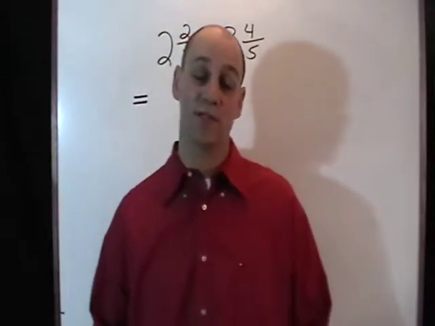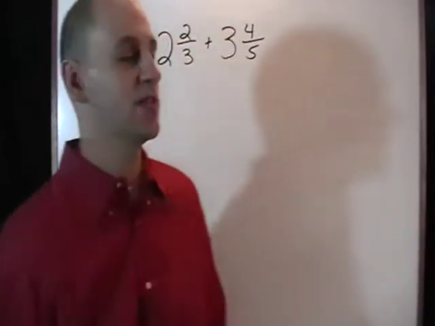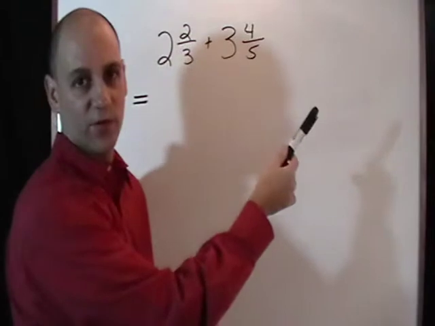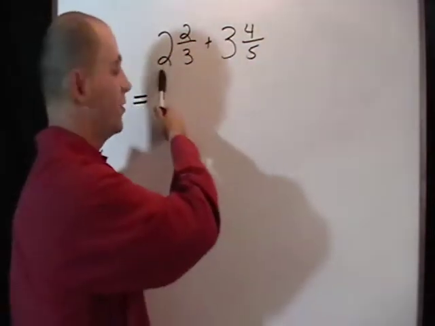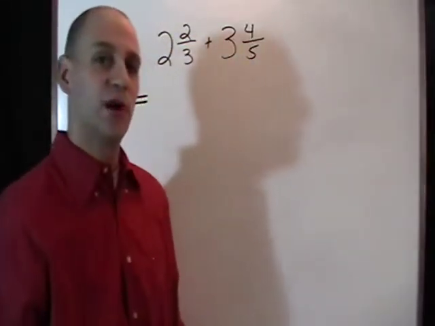Today we're going to be talking about mixed numbers and specifically how to add up mixed numbers. So let's get started with an example here. Let's say you wanted to add up 2 2/3 plus 3 4/5. Well, first of all, why are they mixed numbers? Because you've got a whole number here too mixed together with a fraction. Okay, and how would you add those up?